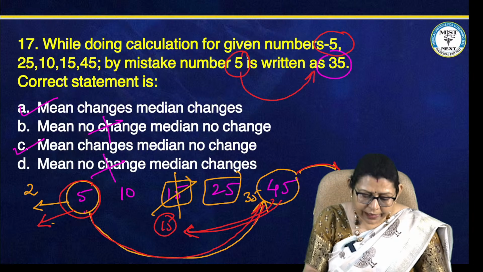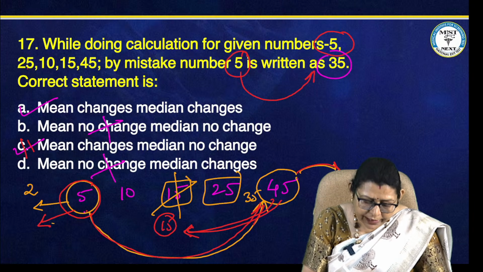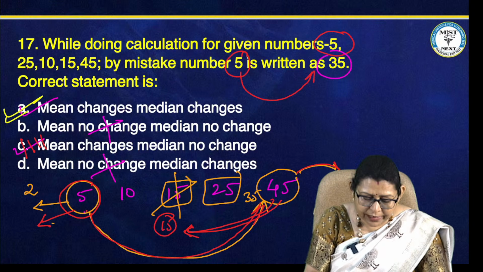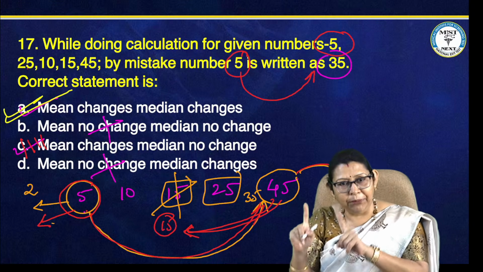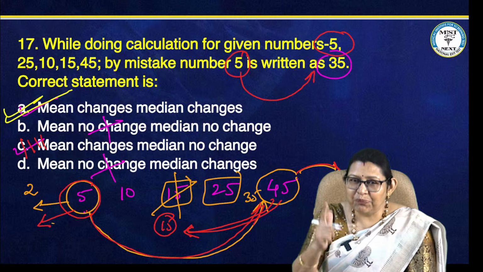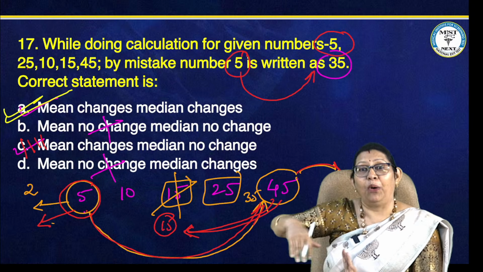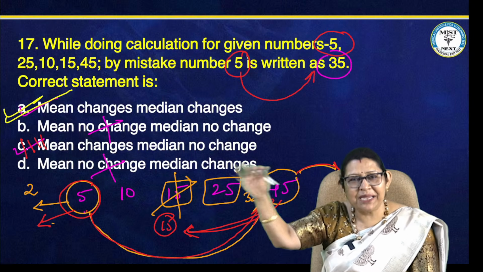And that's why option C is not the correct answer. Option A is your correct answer. The mean will change and the median will also change. In the PYQ, the highest number became even higher, and that's why the median was not changed.